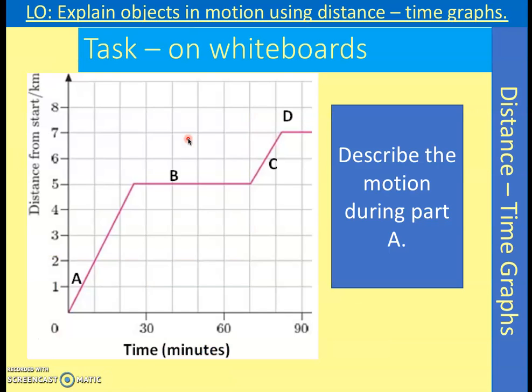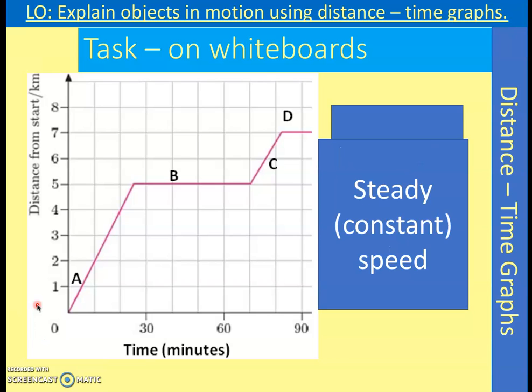Right, on your whiteboards, I'm going to give you 5 seconds to describe each of these stages. So let's start with describing motion during part A. What is going on here? So on your whiteboards, are you ready? 5, 4, 3, 2, 1. He's steady. He's going at a constant speed.